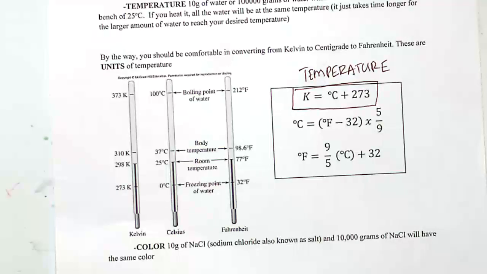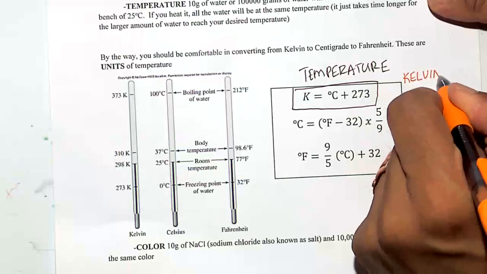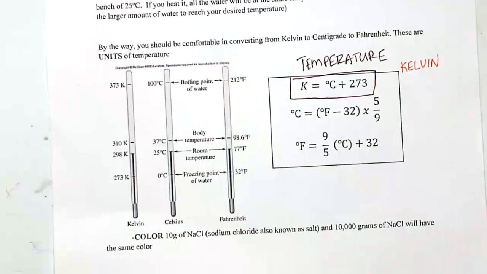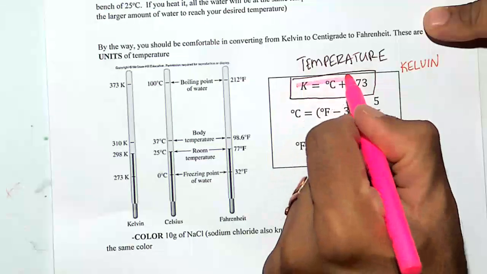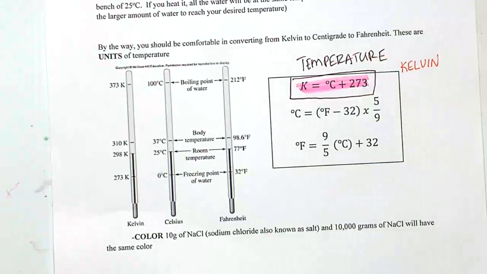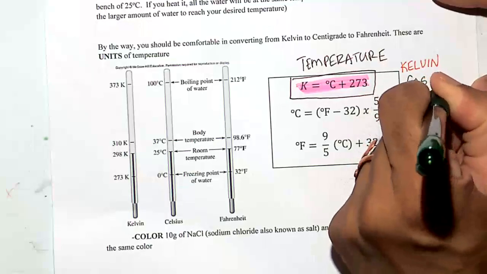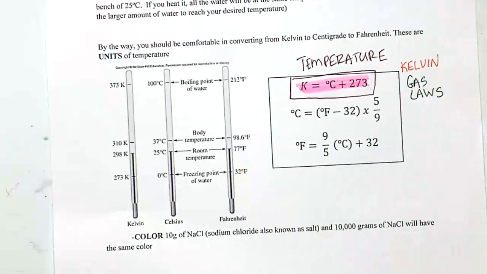This K here stands for Kelvin. For Kelvin, all you have to do is take your degrees C and add what number? That's all you need to do. We'll use this a lot, especially in gas laws. A lot of equations involve utilizing Kelvin.